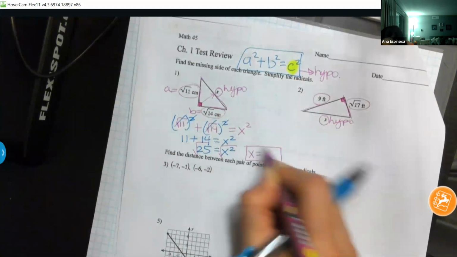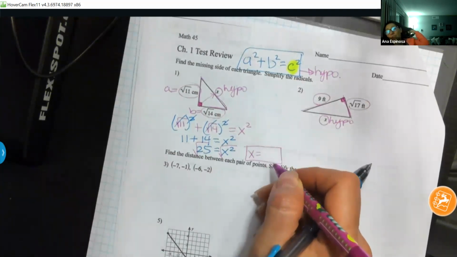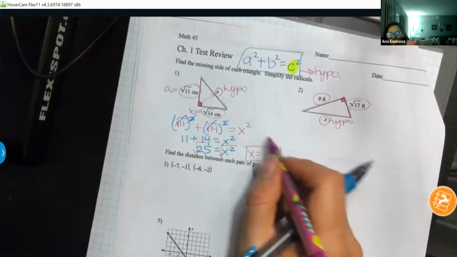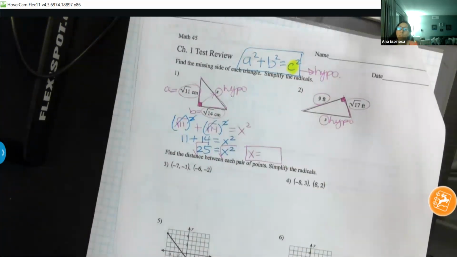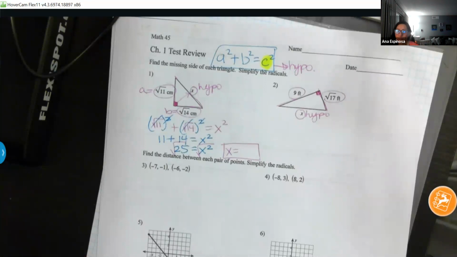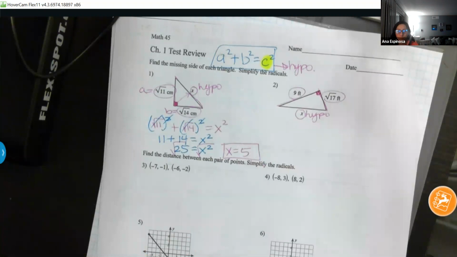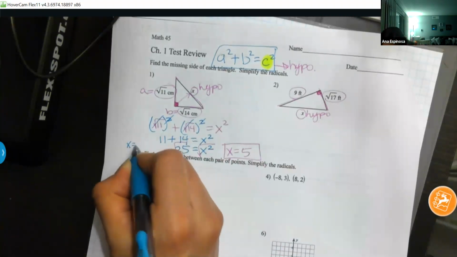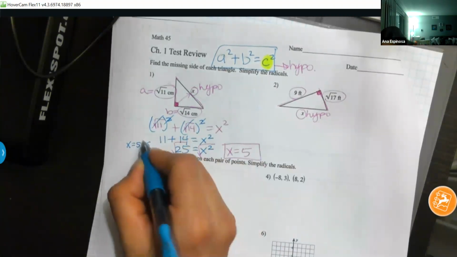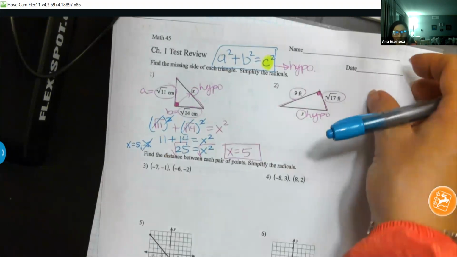Normally, your answer would be 5 and -5 if you were just solving an equation. But because you're solving a real life situation in which you're dealing with lengths of sides or just length in general, you do not give the negative answer. You just give the positive. So technically, this is x equals 5 and -5, but you get rid of the negative because we don't have negative lengths.